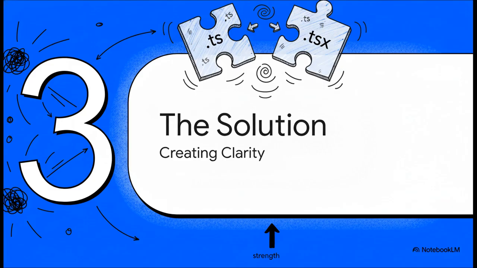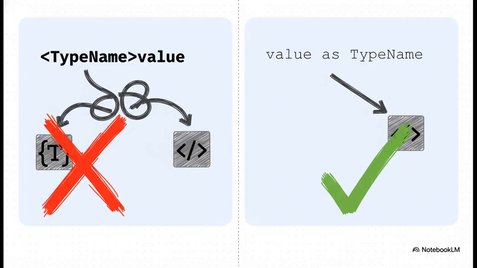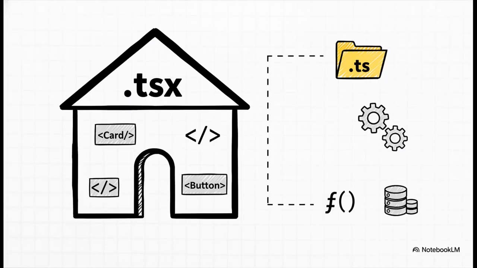The TypeScript team needed a fix, and they came up with a really smart two-part solution that just cleaned everything up. First up, they gave us the as operator. Its entire reason for existing was to fix this exact problem. It does the same thing, type assertion, but the syntax is totally different. There is absolutely no way a compiler is going to mistake value as type name for a piece of JSX. It's just clean, unmistakable.